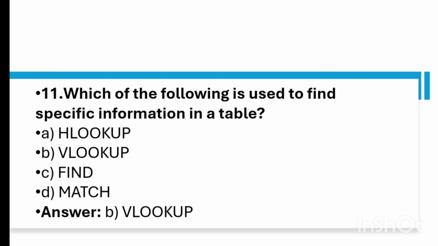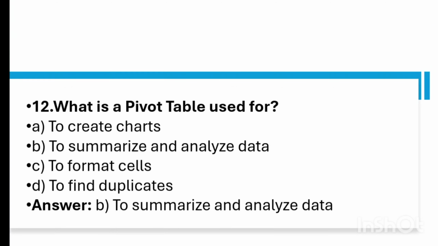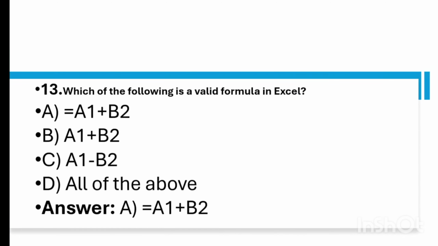Question number 11. Which of the following is used to find specific information in a table? Options are A. HLOOKUP, B. VLOOKUP, C. Find, or D. Match. So the correct answer is option B. VLOOKUP. Question number 12. What is a pivot table used for? Options are A. To create charts, B. To summarize and analyze data, C. To format cells, or D. To find duplicates. So the correct answer is option B. To summarize and analyze data.